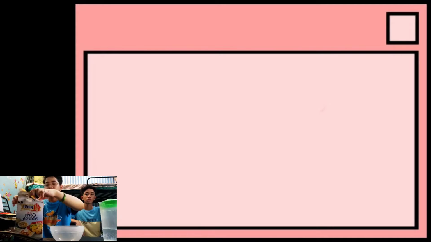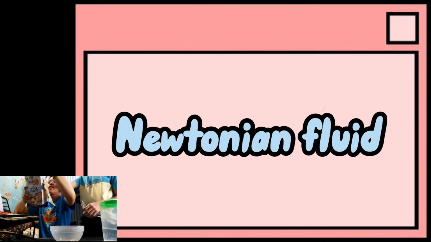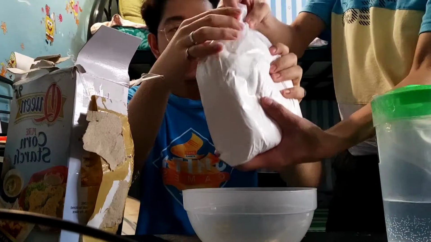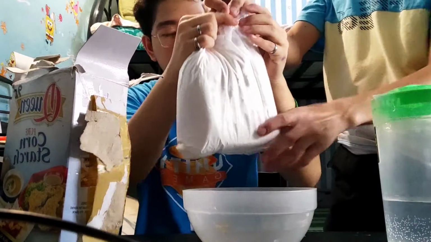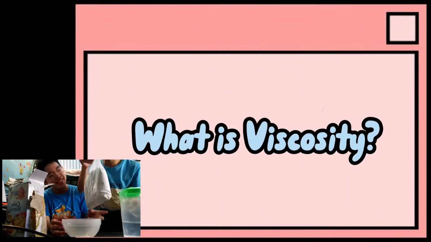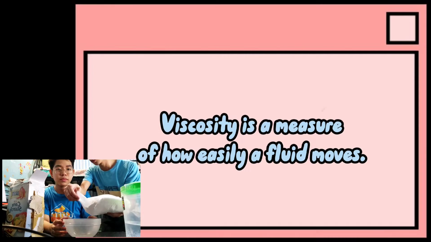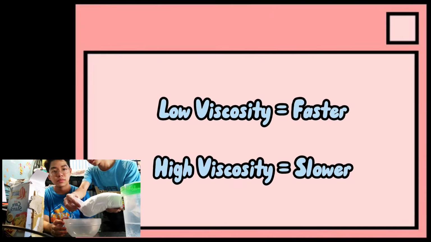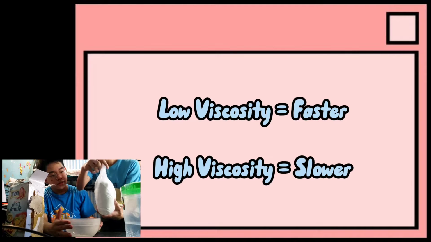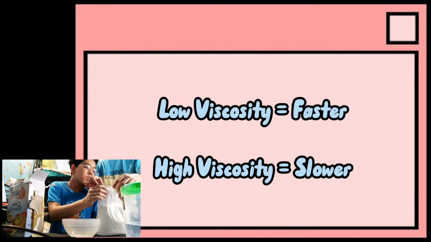There are two different types of fluids, Newtonian and non-Newtonian fluid. Newtonian fluid is the most familiar one. Number one example to that is water. Newtonian fluids are the fluids whose viscosity remains constant as the force applied changes. Now, what is viscosity? Viscosity is a measure of how easily a fluid moves. So when we say that the fluid has a low viscosity, that means that the fluid moves faster. And when the fluid has a high viscosity, that means the fluid moves slower.